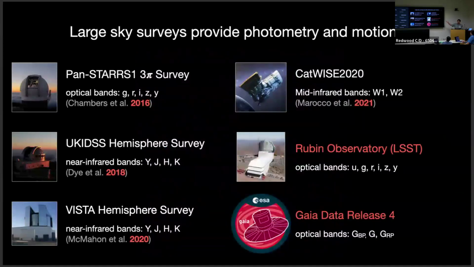We have a lot of data in hand already, and also some upcoming data. Pan-STARRS provides optical data for 3 pi, about three quarters of the sky. And there are infrared surveys from the UKIDSS Hemisphere Survey, VISTA Hemisphere Survey, and also CatWISE. Apparently, all of us are looking forward to the deep optical data to be provided by the LSST.